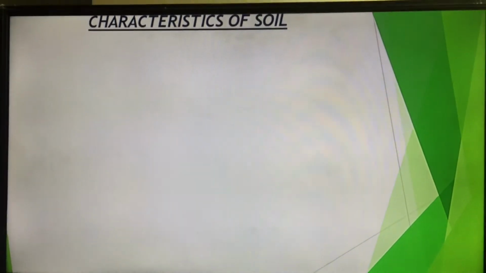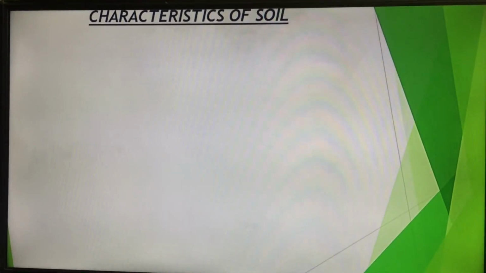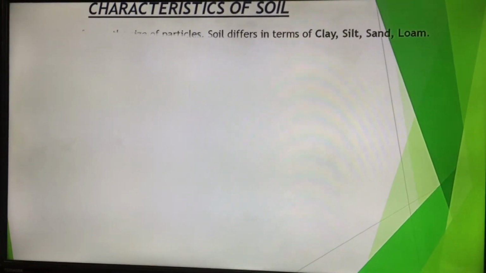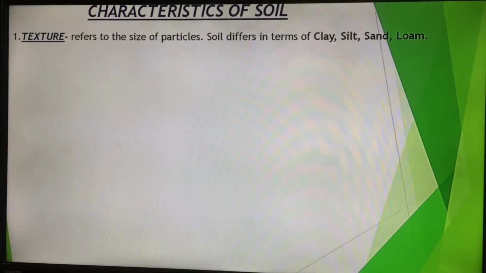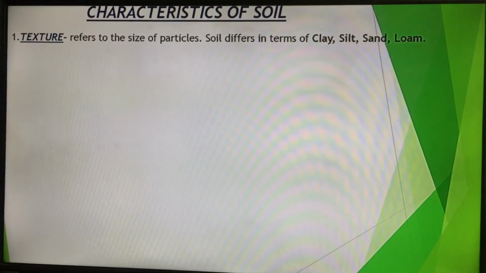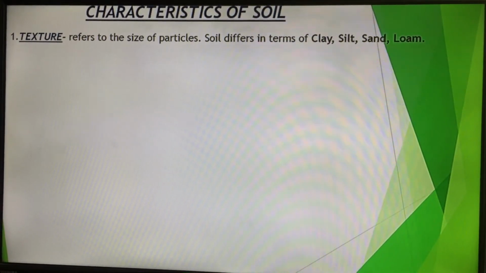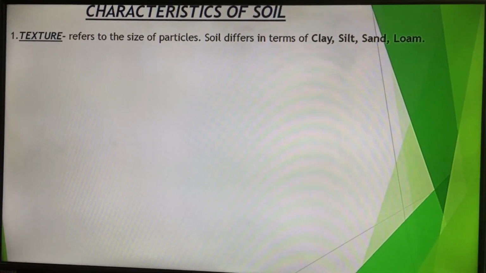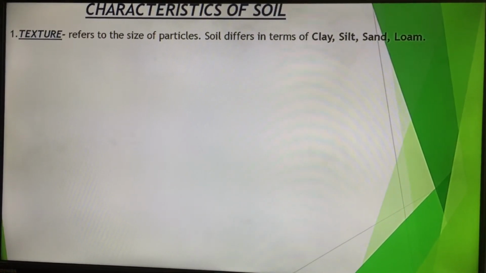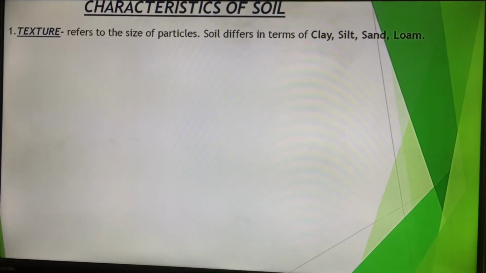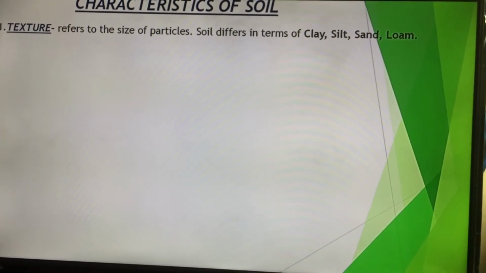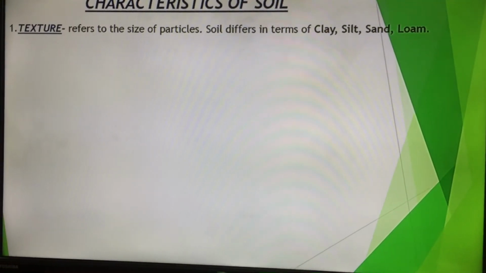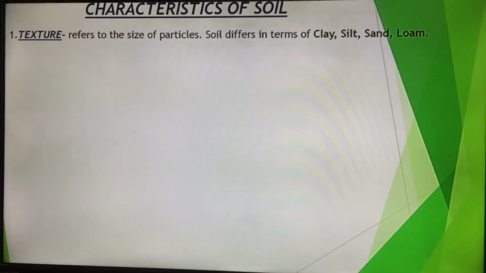Let's move on to the characteristics of soil. First is texture. It refers to the size of particles. Soil differs in terms of clay, silt, and loam, as we have studied a while ago about the four types. So these are the textures: the clay, the silt, the sand, and the loam, which you already know.